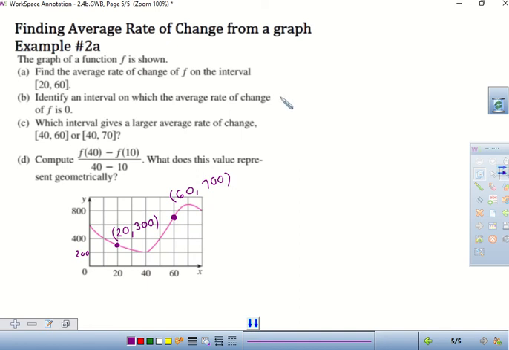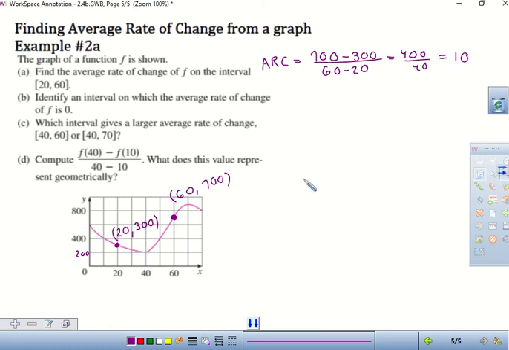So remember, change in y over change in x. That's going to give me 700 minus 300 over 60 minus 20, which gives me 400 over 40, which is 10. So my average rate of change is 10.